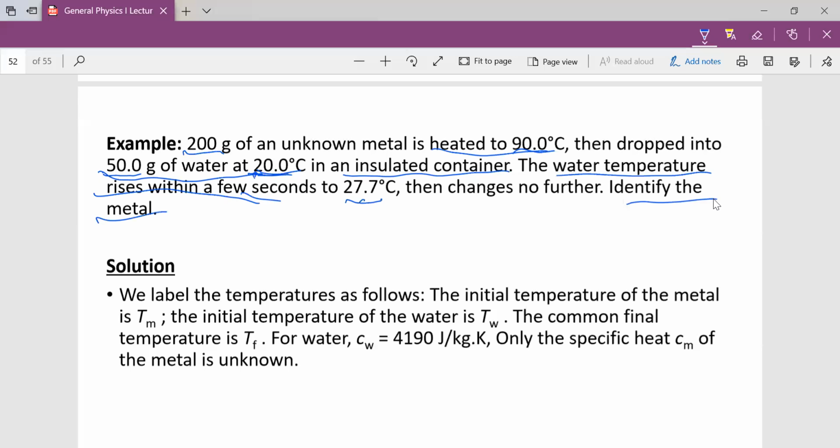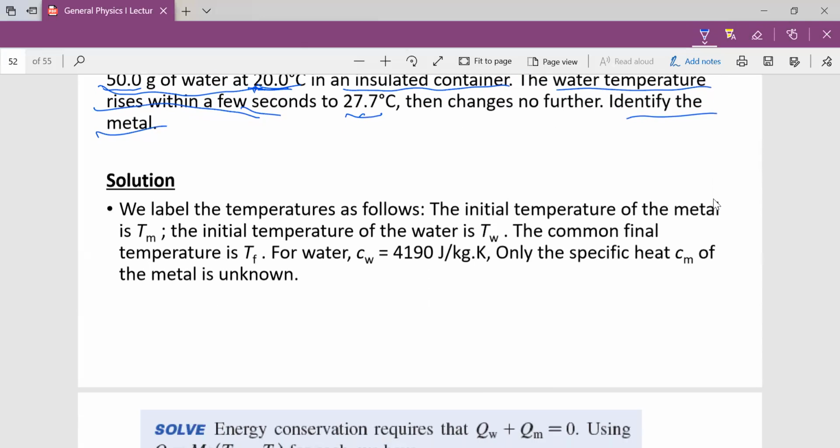To identify that metal, you have to have a table. After doing your calculation, compare the value you have to the metal table. Then you'll be able to say, from this calculation, this is the kind of metal that was thrown in it.